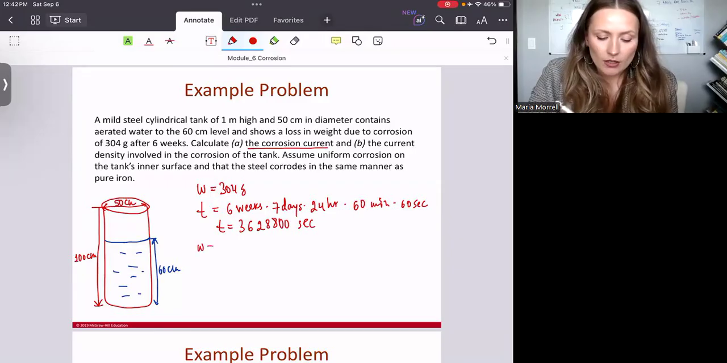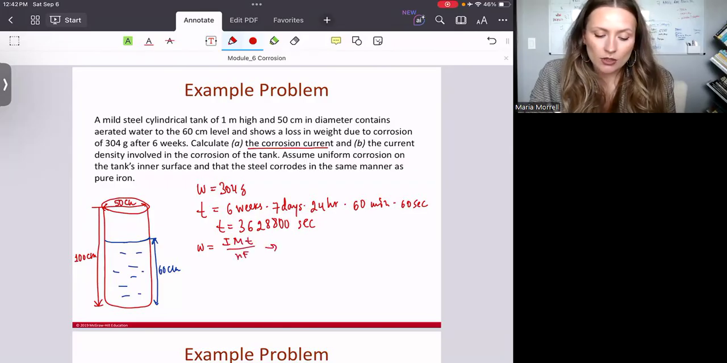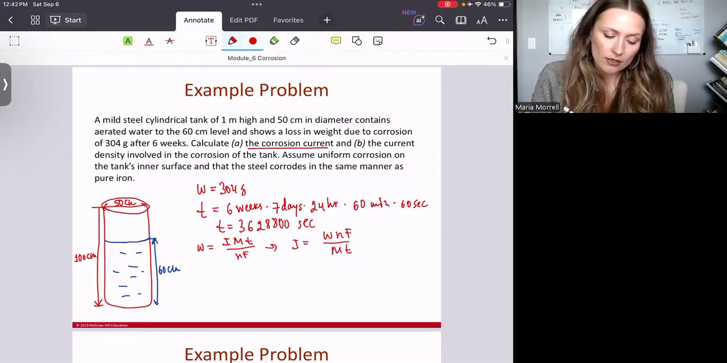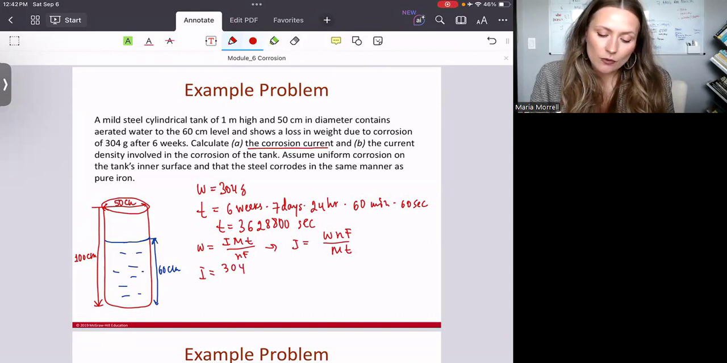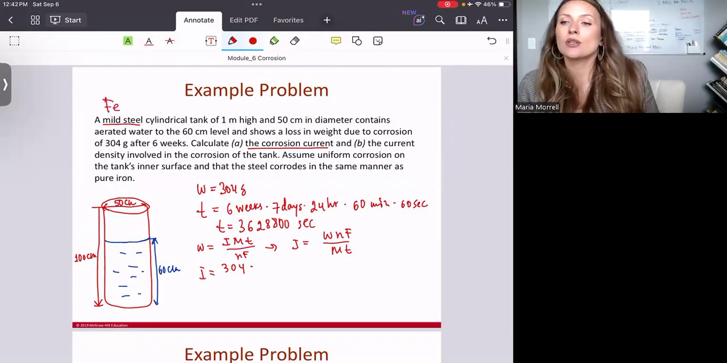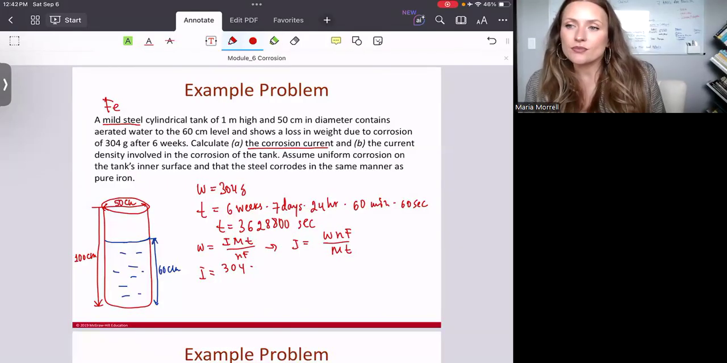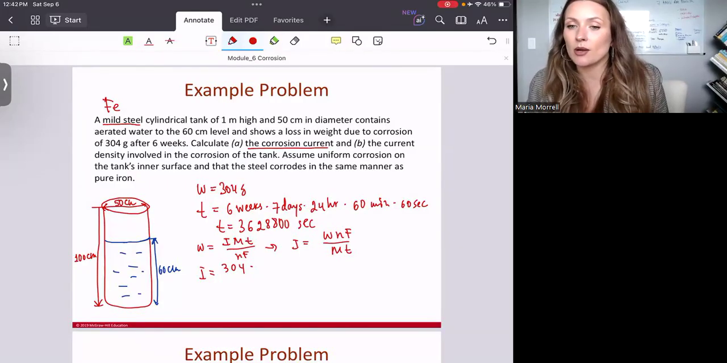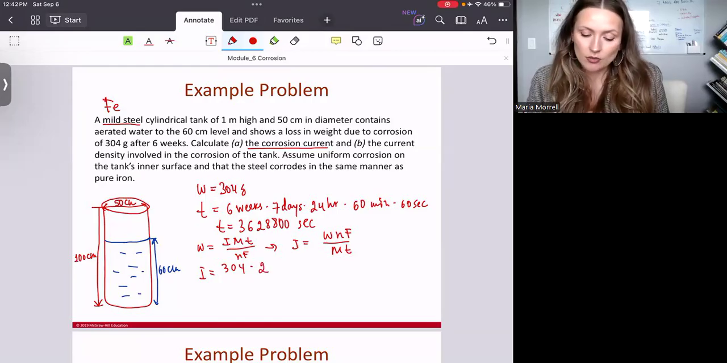If I begin with my equation, which is I M T equals W N F, the corrosion current is weight times NF divided by MT. Now, let me plug in the numbers. It's going to be 304 grams times, this is a mild steel, but I'm going to assume that this is pure iron, Fe 2 plus. Under some circumstances it is 3 plus, but I will prepare you for those circumstances. So it's going to involve 2 electrons. Now I'm using Faraday's constant.